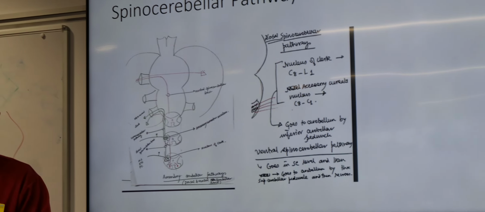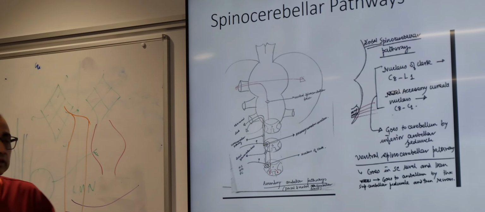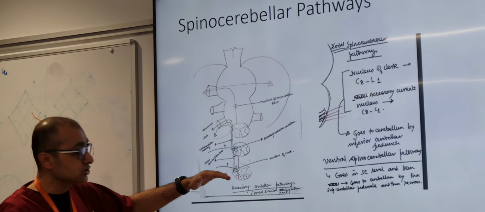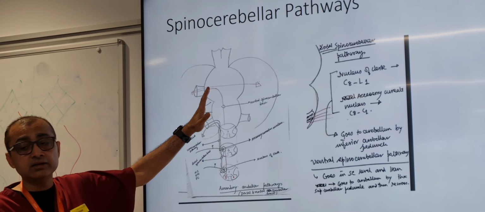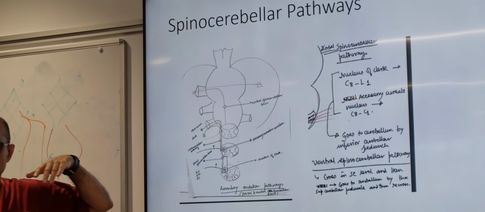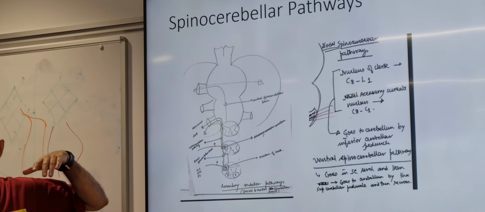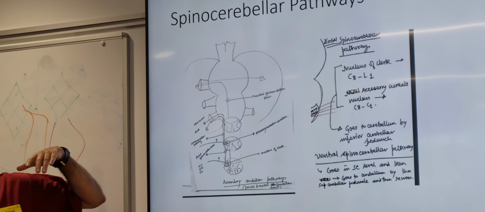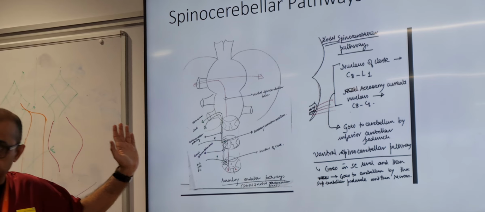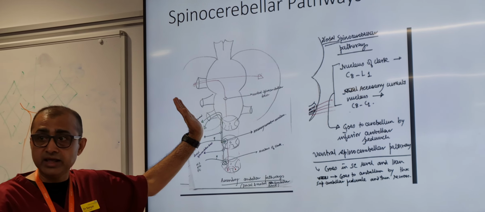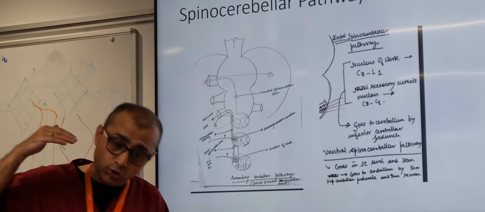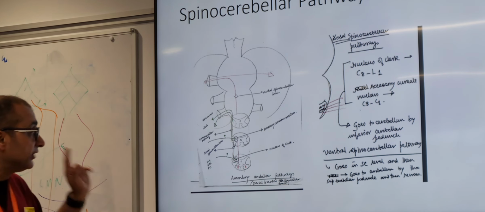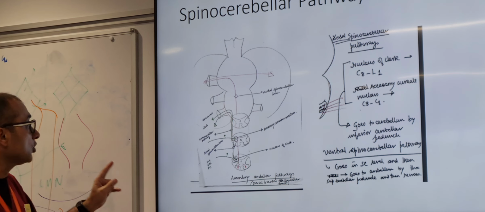So the dorsal one, they do not cross, they go straight, whereas in the case of the dorsal column, they relay in the medulla, they cross, so they go to the opposite side. But here they will go and relay on the same side of the cerebellum. For the cerebellum, ultimately it's always the same side, but for the ventral it is a bit more complicated.